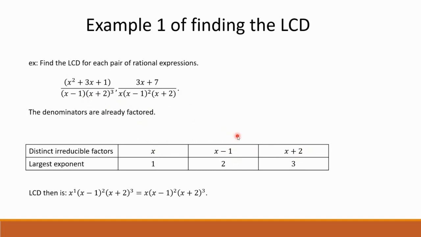Now, what we're going to do next is determine the largest exponent of each factor. So for x minus 1, we have 1. We have a 2 here as well. So 2 is the largest exponent. For x plus 2, we have 3 and 1. So 3 is the largest exponent. For x, the only exponent is 1, so we list 1.